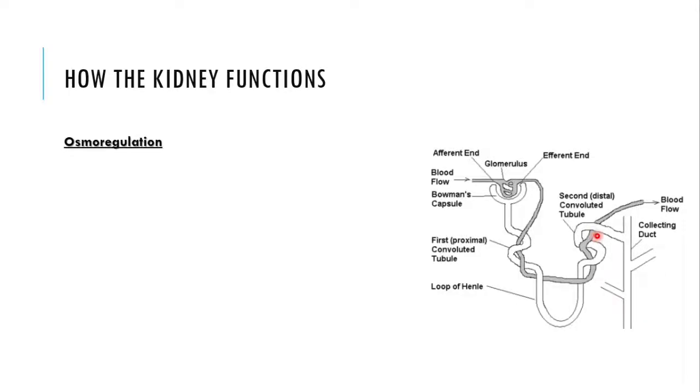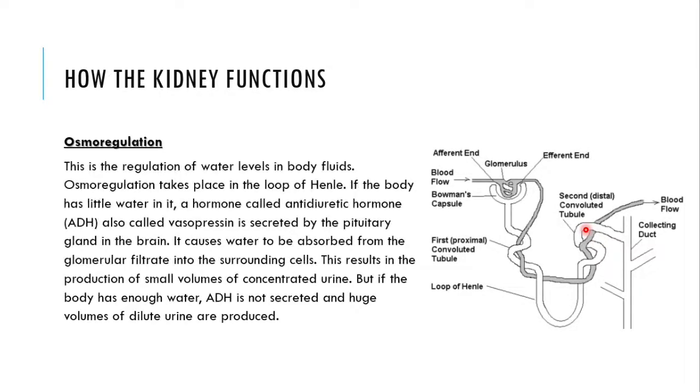What's the other stage? Osmoregulation. What is osmoregulation? So this is the regulation of water levels in body fluids. The regulation, the control of water levels in body fluids. Osmoregulation takes place in the loop of Henle. That's where osmoregulation occurs. The loop of Henle.